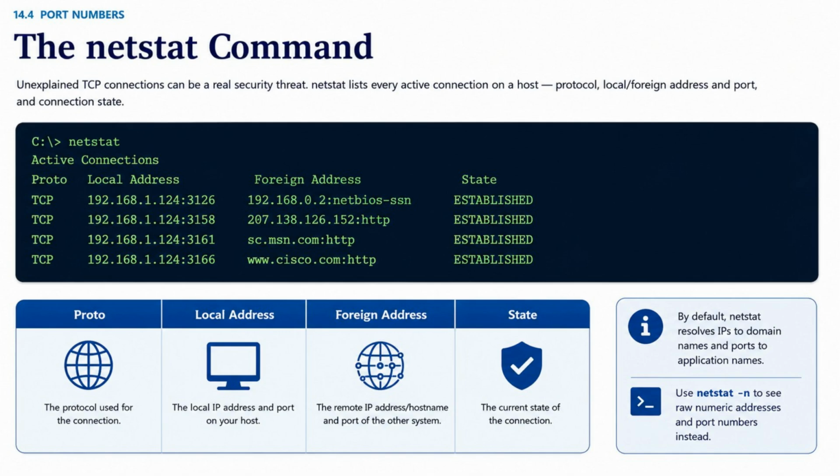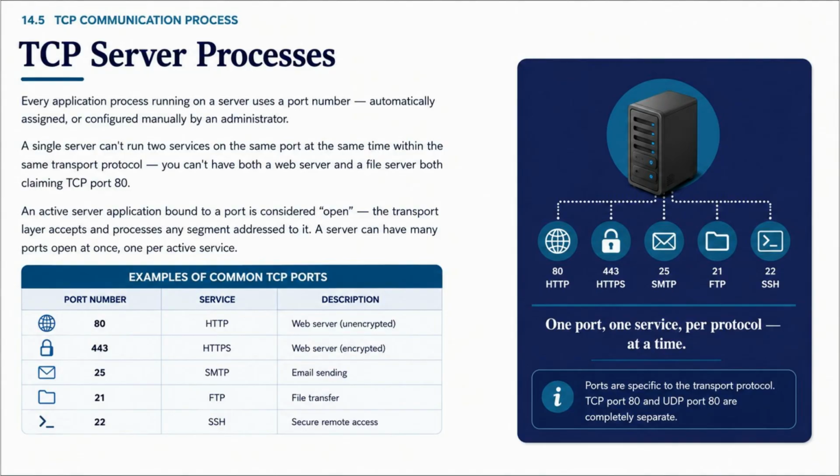Netstat lists every active connection on a host, protocol, local/foreign address and port, and connection state. Genuinely useful for spotting unexplained or suspicious connections, a real security concern. Walk the sample output on screen. Point out netstat -n shows raw numeric addresses and ports instead of resolved domain names and application names, useful when you want the unfiltered view.